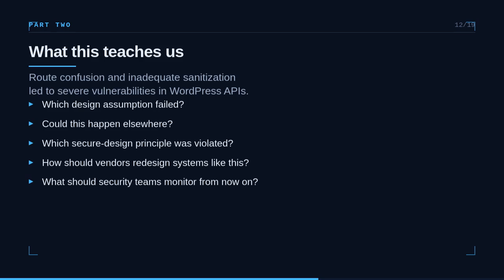Could this happen elsewhere? Yes, in other systems. Which secure design principle was violated? Proper input validation. How should vendors redesign systems like this? By implementing stricter checks. What should security teams monitor from now on? API calls and data handling practices.